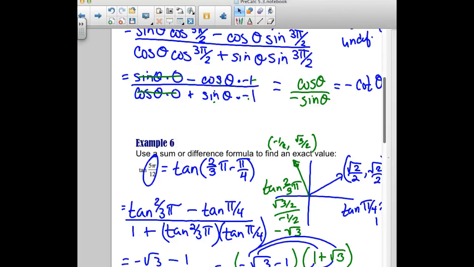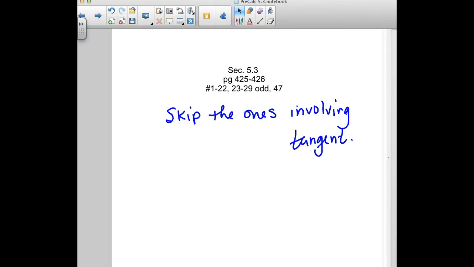All right, so yesterday we had you working on this assignment, and I said to skip all the ones involving tangent. So today you need to go back and do all the tangent ones.